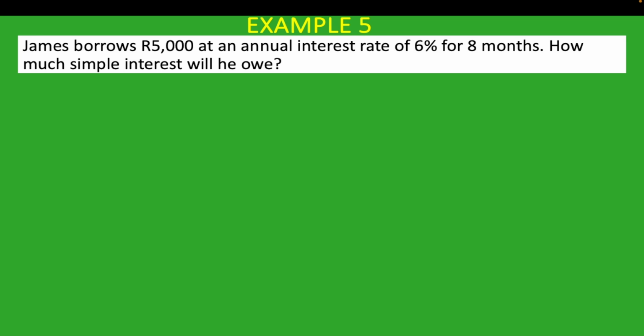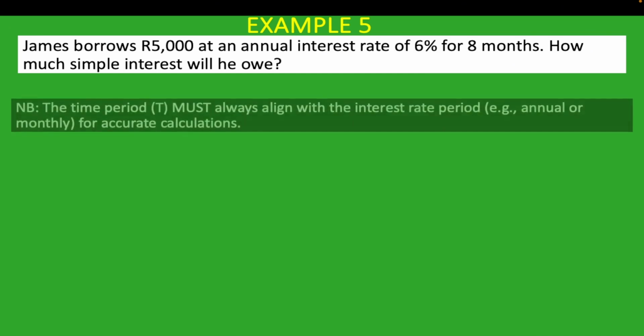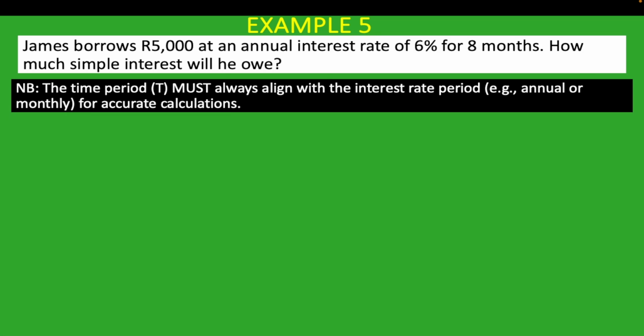And so take note of this, which is very important when you are calculating a simple interest in this scenario. The time period must always align with the interest rate period. E.g., if your time period is annual, your interest rate has to be annual. Or if your time period is monthly, your interest rate has to be monthly.